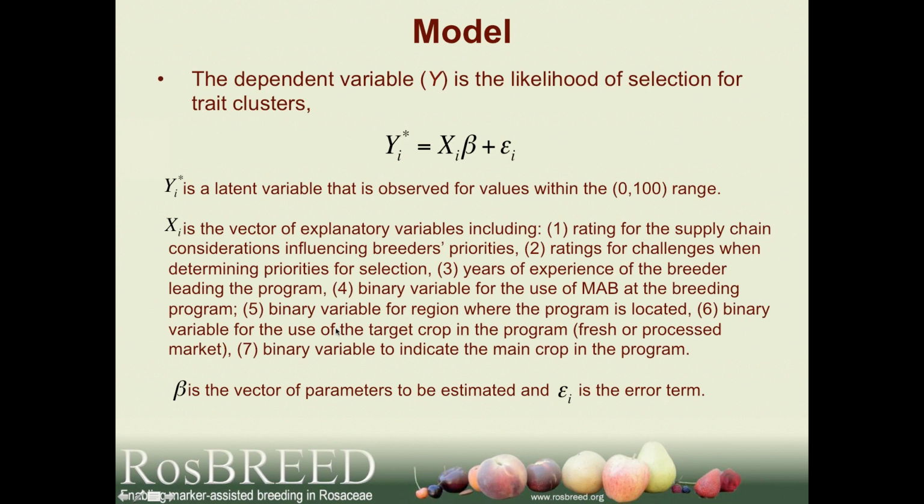The fifth one is the binary variable for the region where the program is located. We have the location information. The sixth one is the binary variable for the use of targeted crop in the program, whether it's fresh or processed. The seventh one is the binary variable to indicate the main crop in the program. Here beta is the vector of parameters to be estimated, and epsilon is the error term.